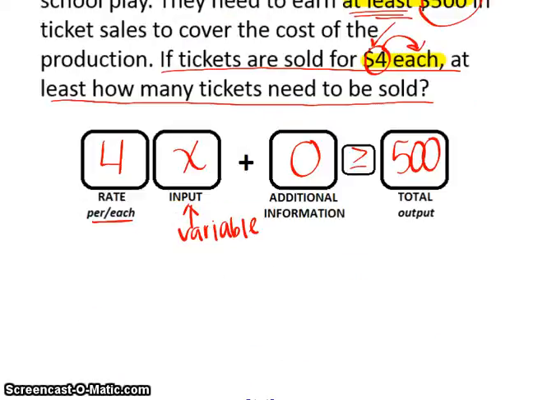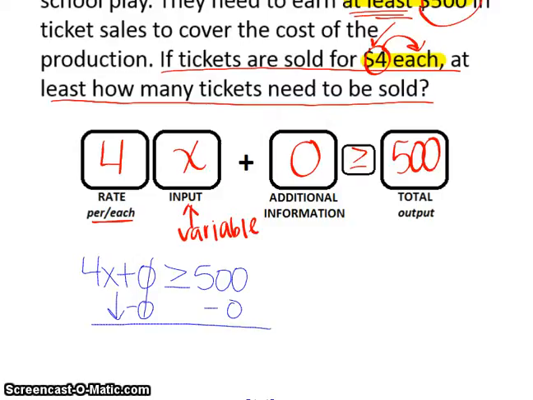So I have 4x plus 0 is greater than or equal to 500. Okay, well the first thing I need to do is subtract 0, but if I subtract 0, I'm left with the same thing. So I bring down 4x is greater than or equal to 500 minus 0 is just 500. But now this is multiplication between that 4 and that x, so I need to do the opposite of that, which is to divide. So I'm left with x is greater than or equal to whatever 500 divided by 4 is.